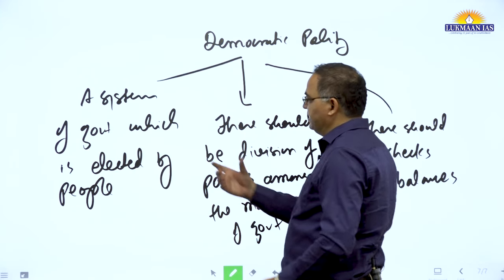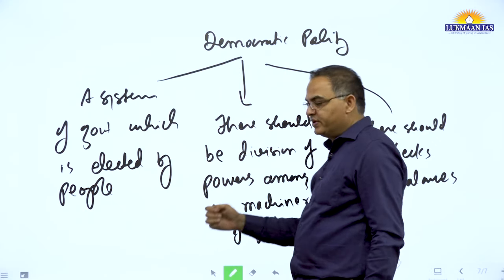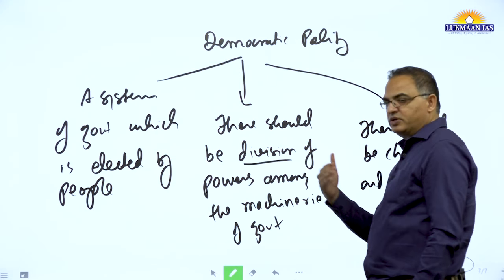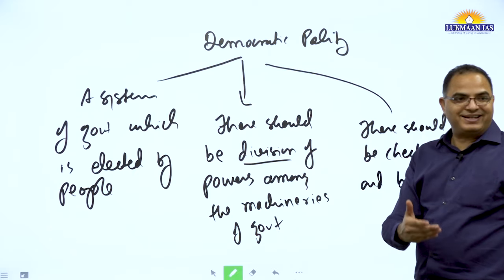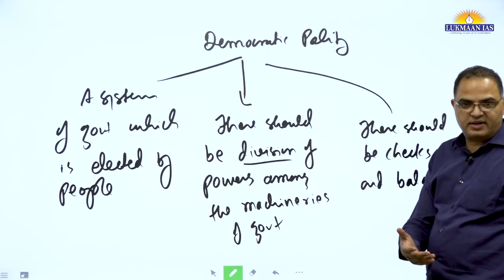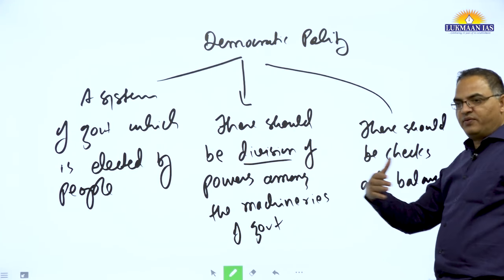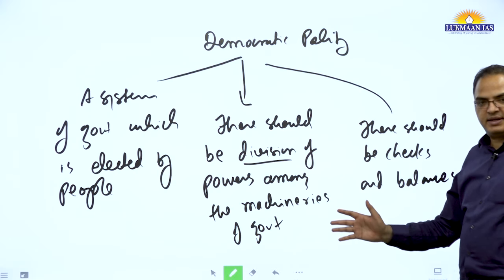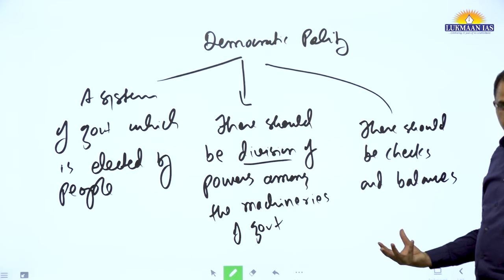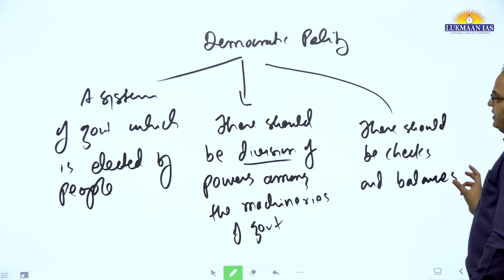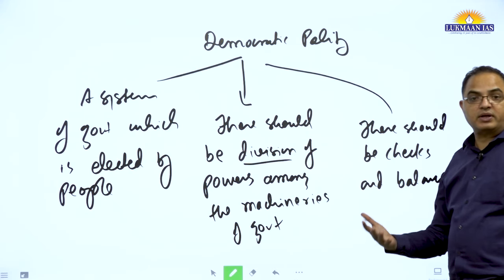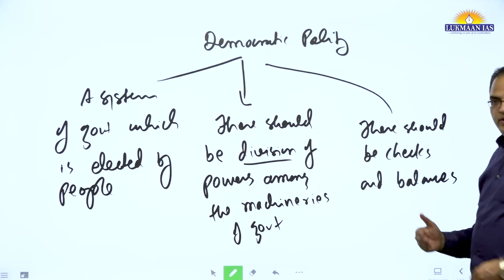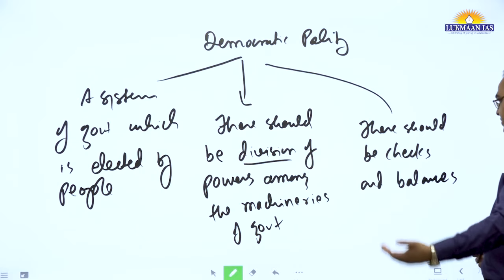So that is how it is elected, but that's not enough. Powers would be divided into different entities, different institutions. And when powers are divided, we should have some checks and balances so that they can work together. That way we can say a kind of democratic polity. This you can understand alternatively also.